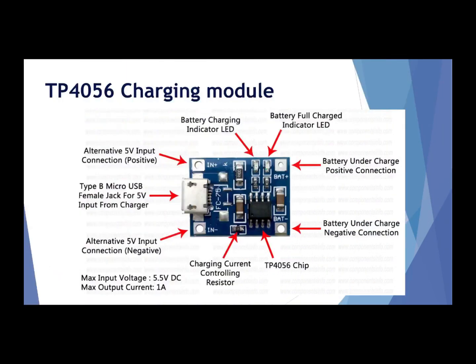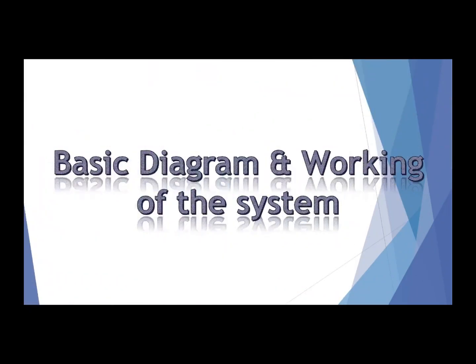Now to charge the battery, we have used the TP4056 charging module. The most important thing here is that as we are using a LiPo battery, LiPo batteries are recommended to be charged and discharged safely. That's why this module is here. We can charge the battery with a cutout voltage of 5.5 volt, and the maximum output current that you can get from this charging module is 1 ampere.